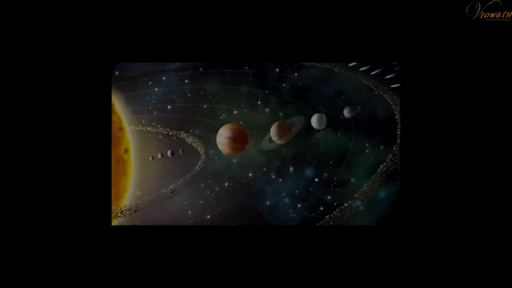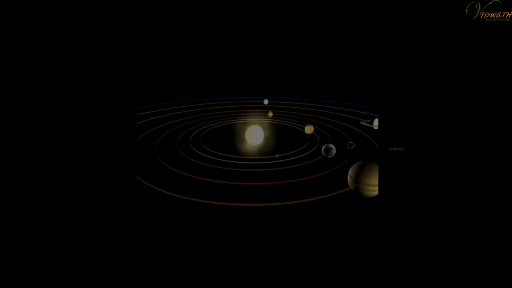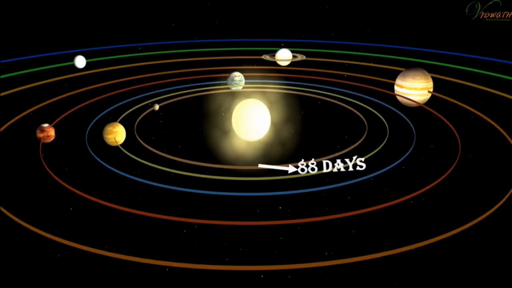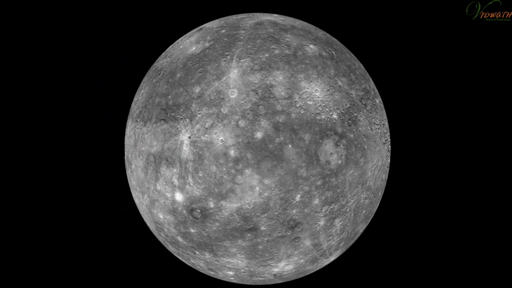Mercury is the smallest planet in the solar system and is the closest to the Sun. It takes about 88 days to complete one revolution around the Sun. It has no satellite of its own.